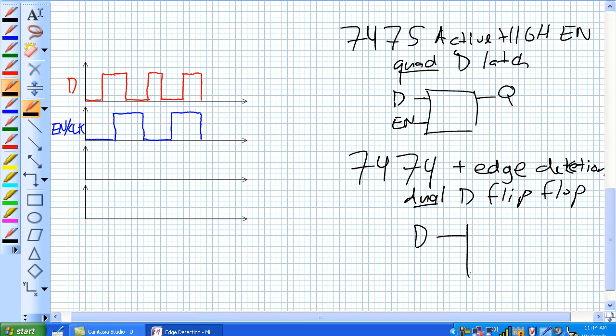It's got a D coming into it, and it's got an edge detection. There's no bubble because it's positive, and that's giving the signal clock, and here's Q. Okay, so that's what we've been working with previously. This is what we just discussed, and now we're going to compare and contrast what happens to these guys given the same D and the same enable and clock.